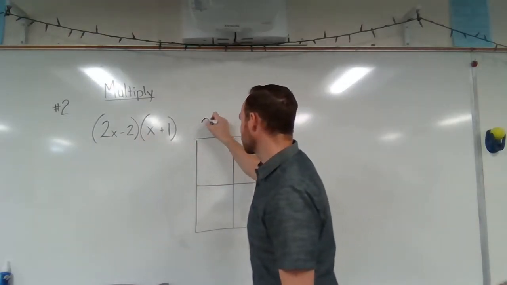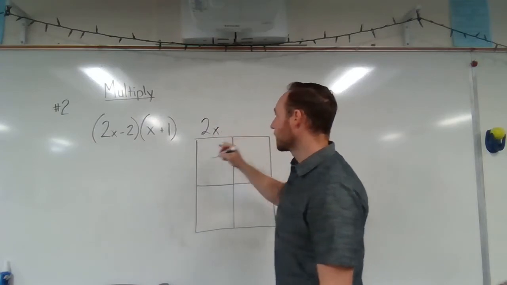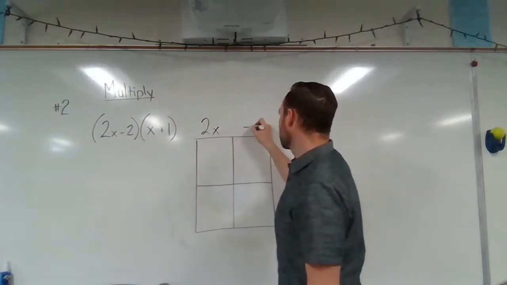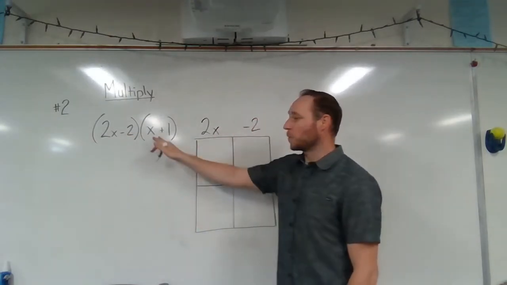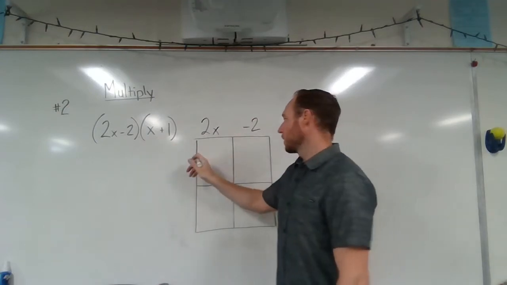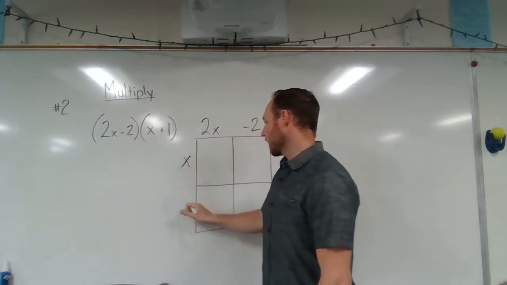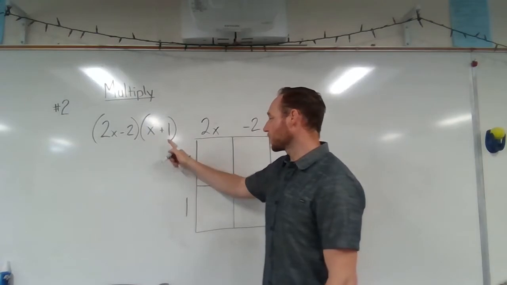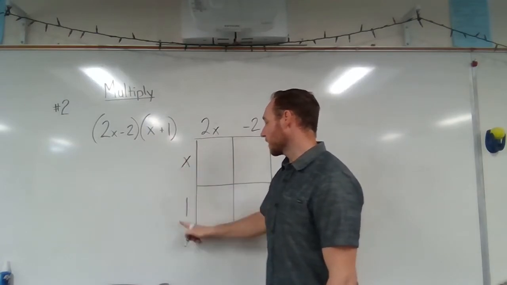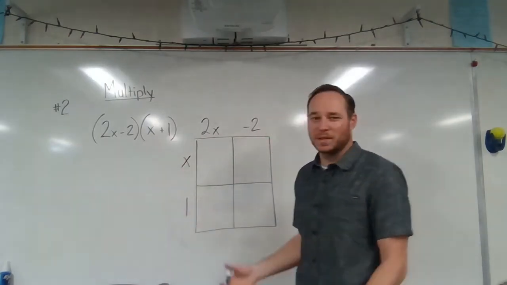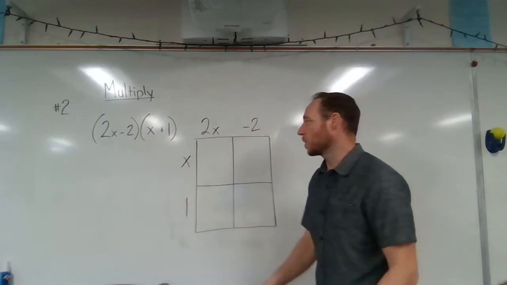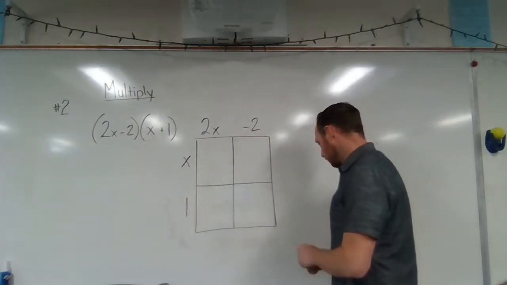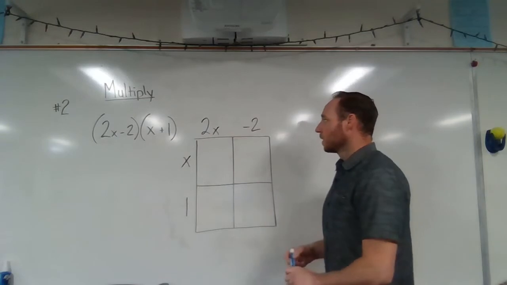So my first little spot goes 2x. And my negative 2 goes over in this box. And then we have our other factor, x plus 1. That means our x goes here, and we have an x and a positive 1. So we have a positive x and a positive 1. We don't need to write plus 1 because we know 1 is just positive if we don't have anything next to it. Now let's multiply.